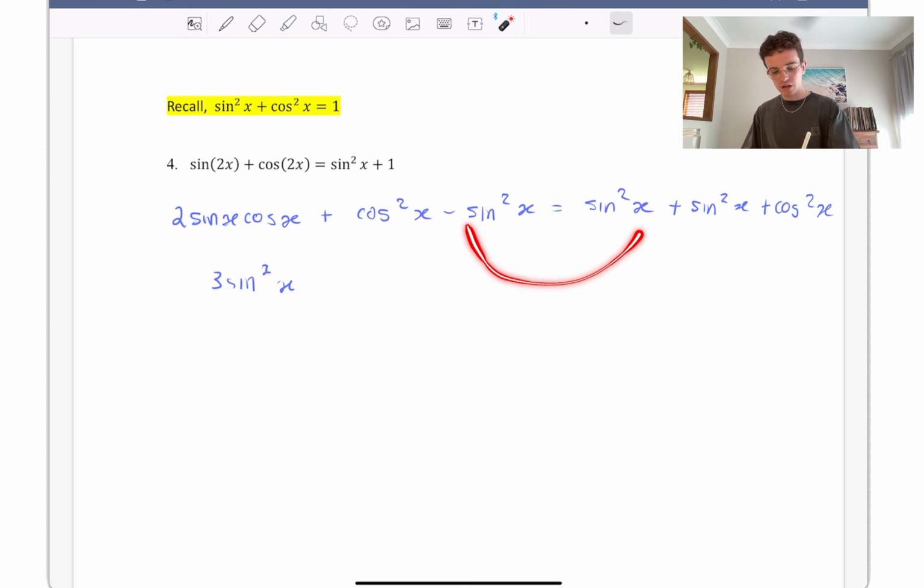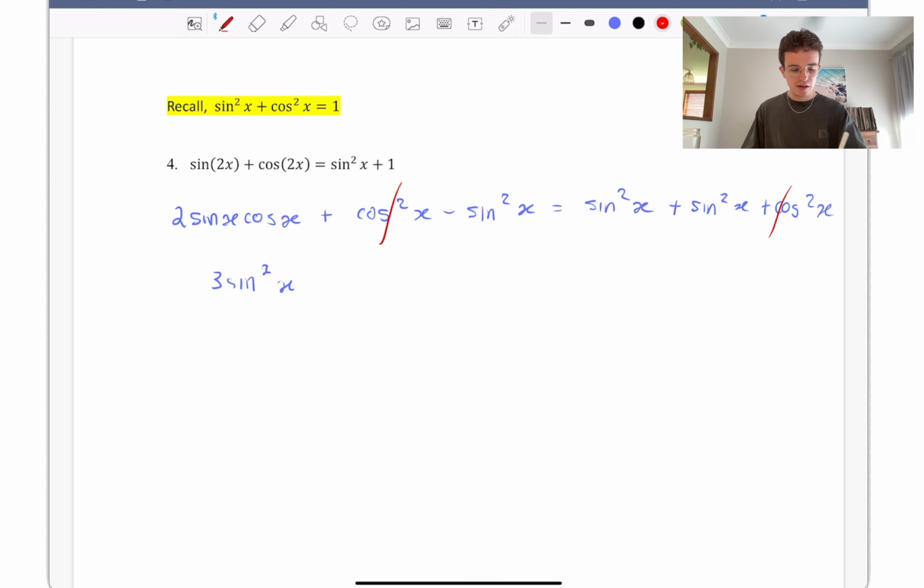That's by plussing this over to the other side, so 1, 2, 3. And then we've got the cos squared x look like they'll die. That dies and that dies. And then we can minus this over to the other side. So 3 sine squared of x minus 2 sine of x cos of x. And that's going to be equal, of course, to 0.